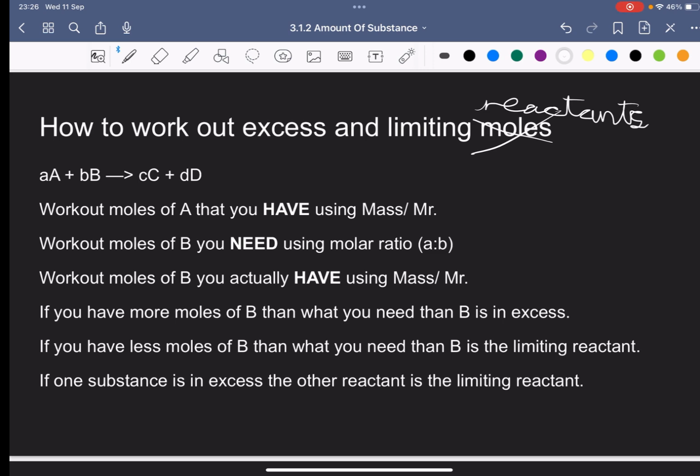Work out the moles of B that you actually have using mass divided by MR. If you have more moles of B than what you actually need, then B is in excess. If you have less moles of B than what you actually need, then B is the limiting reactant. If one substance is in excess, then the other one is the limiting reactant.